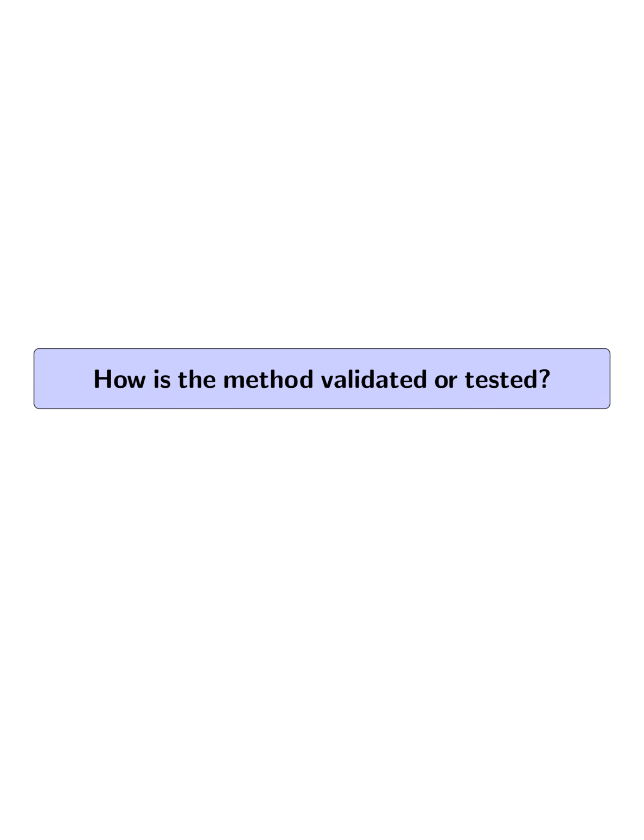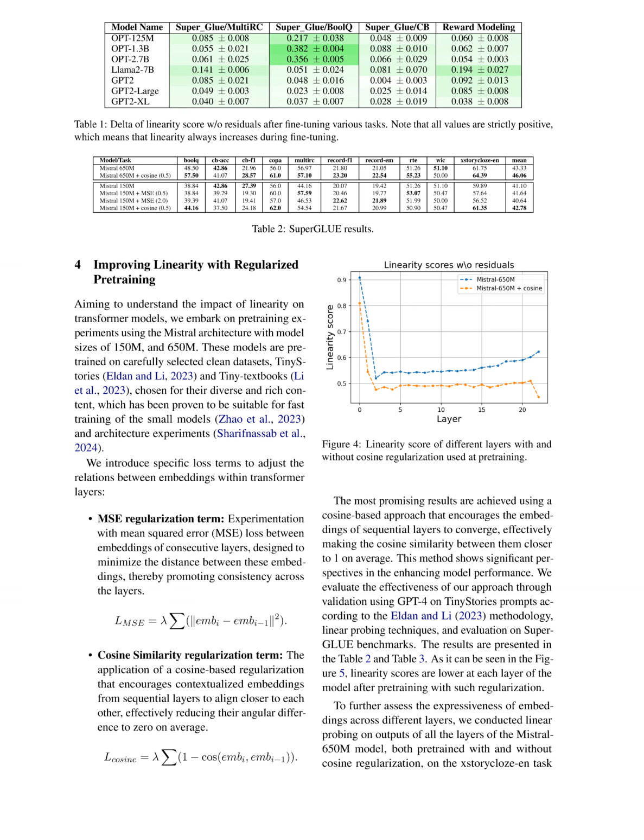How is the method validated or tested? The method is validated or tested through pre-training experiments using the Mistral architecture with model sizes of 150M and 650M on carefully selected clean datasets, TinyStories and TinyTextbooks. Specific loss terms are introduced to adjust the relations between embeddings within transformer layers, including an MSE regularization term and a cosine similarity regularization term.